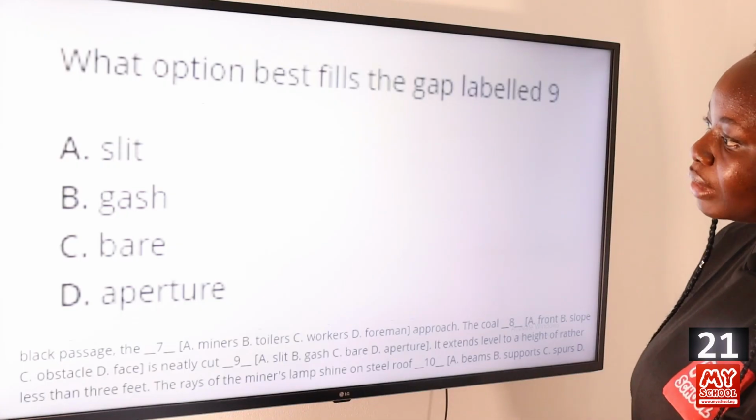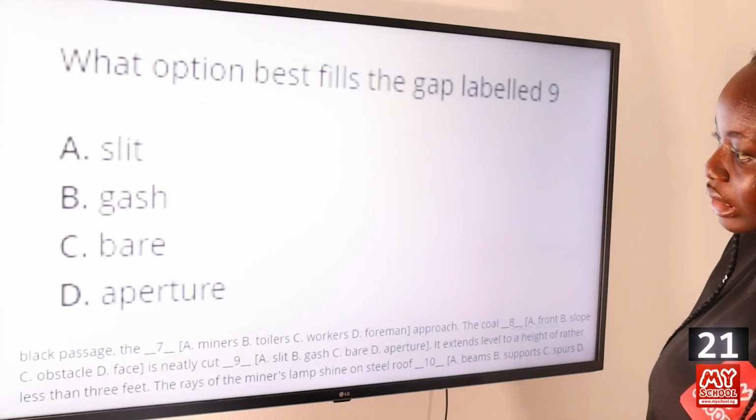Question 21. What option best fills the gap labeled 9? Option A, slit, option B, gash, option C, bare, and option D, aperture.